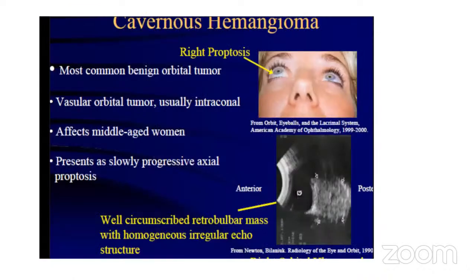So cavernous hemangioma is one of the most common benign orbital tumors, and it's a vascular orbital tumor, which is usually intraconal and affects middle-aged women, which again presents as a slow progressive axial proptosis. And on USG, we can see a well-circumscribed retrobulbar lesion with homogeneous regular echostructure.